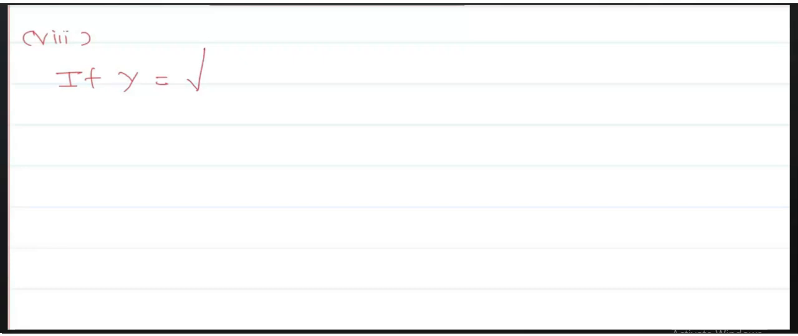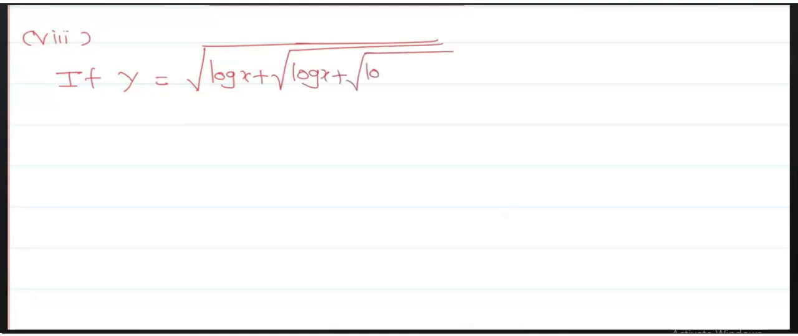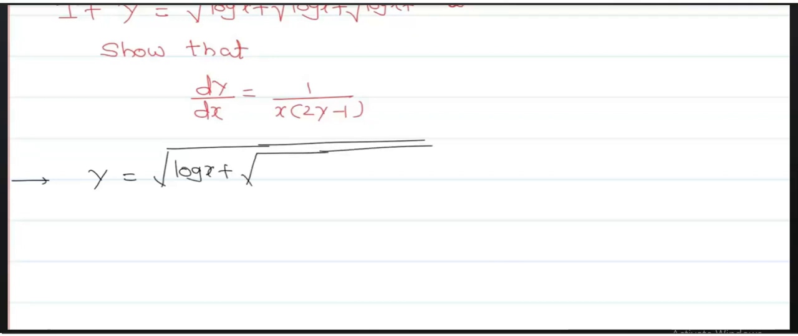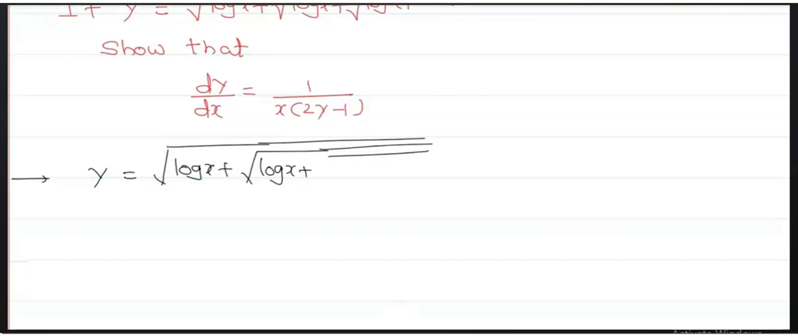Now the next, same type of problem is also here. If y is equal to root of log x plus root of log x plus root of log x up to infinity, therefore dy by dx is equal to 1 upon x into 2y minus 1. Now y is equal to root of log x plus root of log x plus root of log x up to infinity.